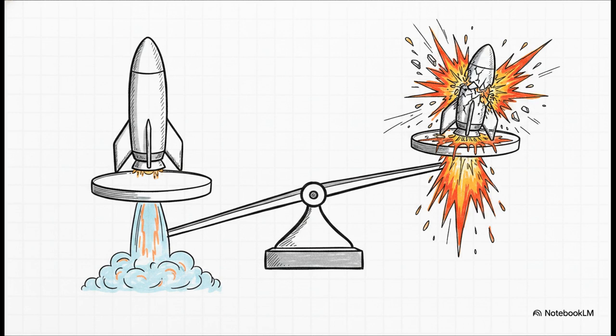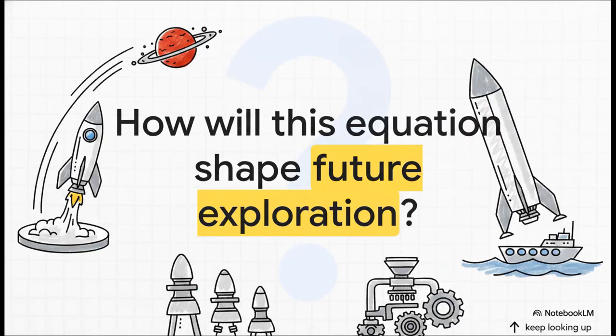Because look, if you maximize thrust but your engine melts or shatters under the pressure, you don't go to space, you just have a really expensive explosion. Balancing that high performance with rigorous safety is the true art of rocket science. Which leaves us looking toward the horizon.